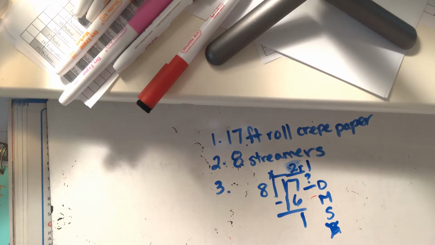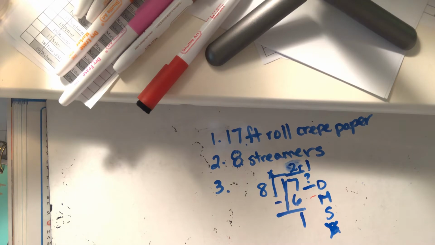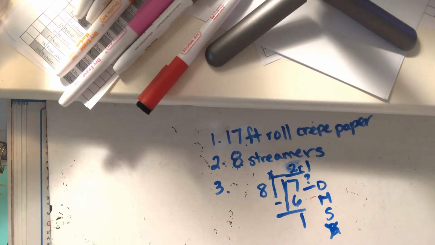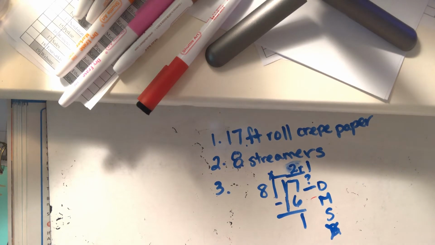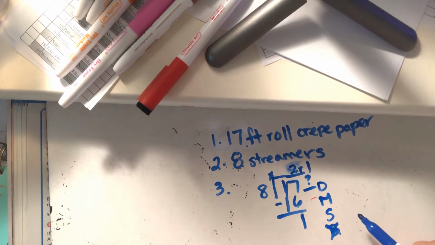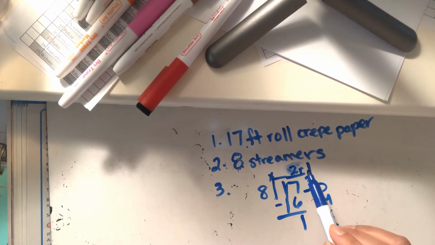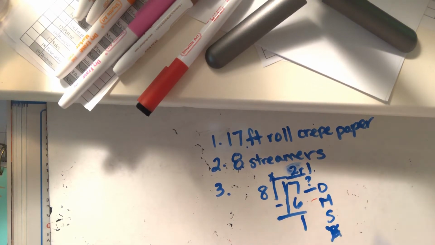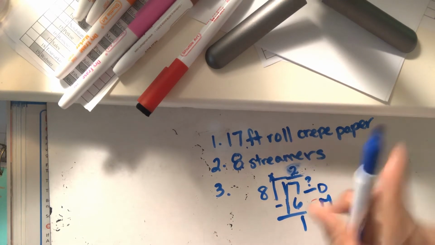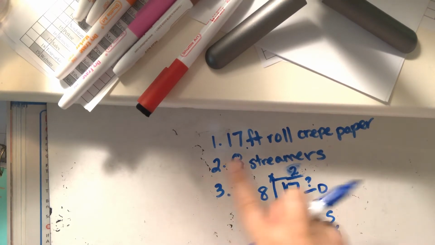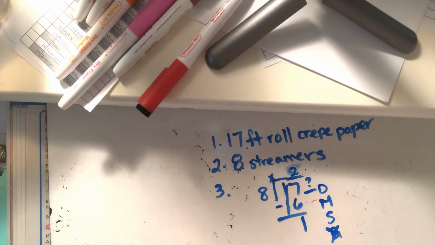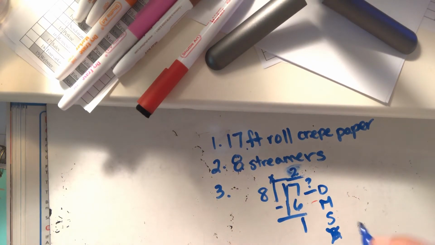Now let's go back to the question. The question asked us, how long will each streamer be if she cuts the roll into equal pieces? Well, if she cuts the roll into equal pieces, each one of these streamers is going to be 2, and with the remainder, we're still going to use it because she's using the entire roll of crepe paper. They didn't say they only wanted the whole pieces. They are okay with the fraction pieces.